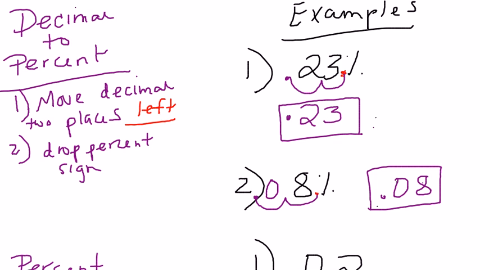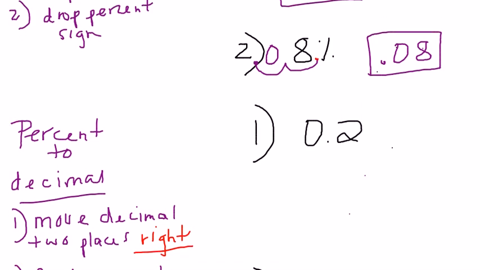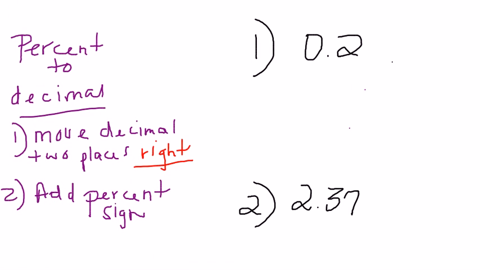Okay, now what if I want to do the opposite and I want to change a percent to a decimal? Okay, we just now talked about decimal to percent. Now I want percent to decimal. Okay, I have 2 steps again. First step, move decimal place 2 places to the right this time. And step 2, add the percent sign.